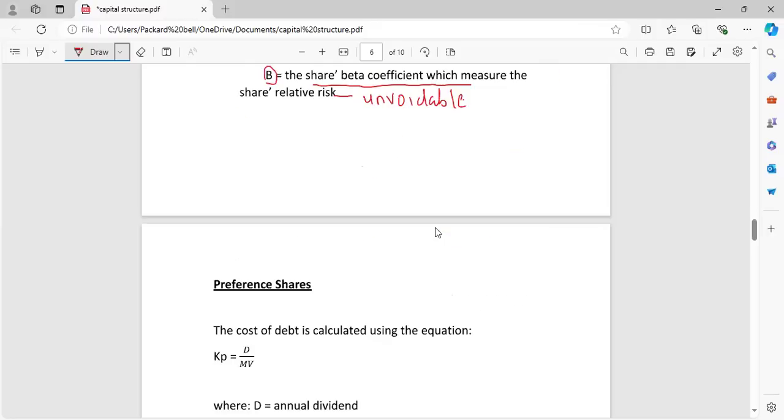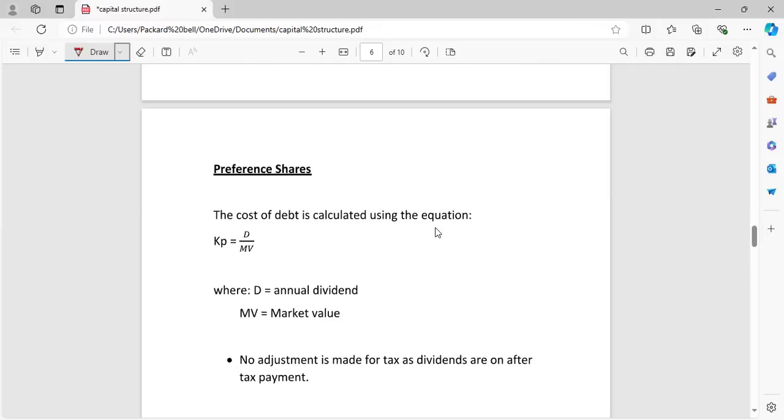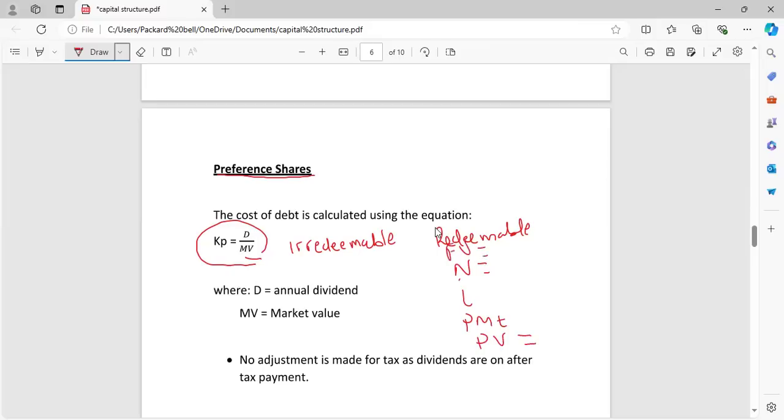look at preference shares. When we look at preference shares, I think there's another formula that is not here. This formula is for irredeemable preference shares. If it is redeemable, it means you are now going to say N is equal to, interest is equal to, PMT is equal to, then present value is equal to, future value is equal to. That is if it is redeemable.